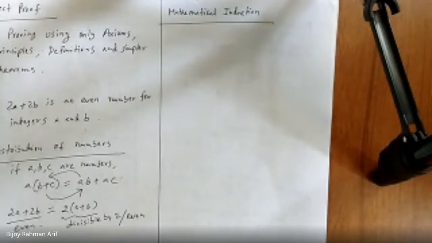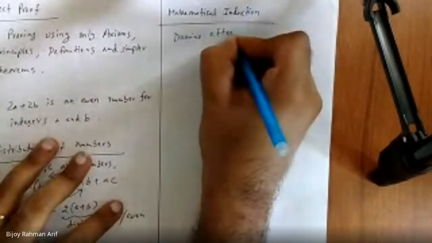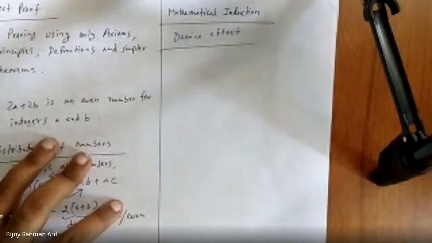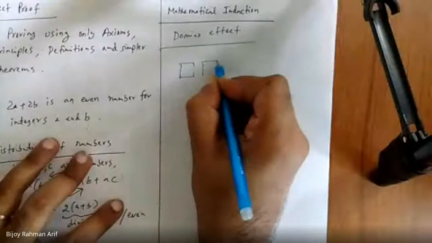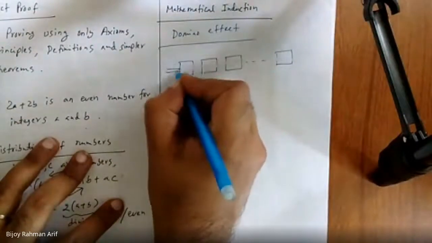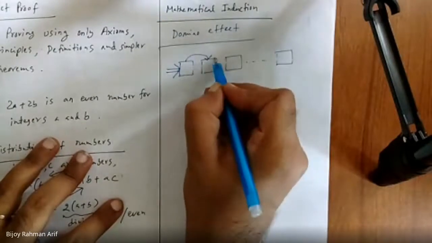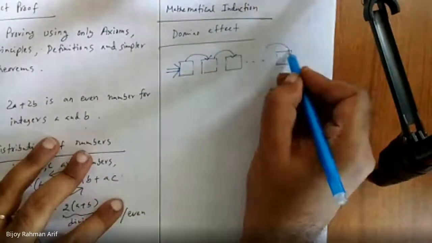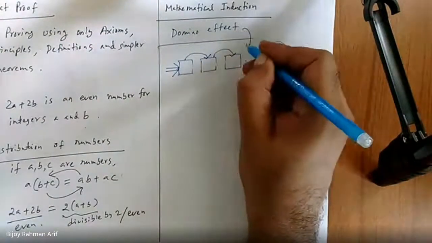Please tell me, what is mathematical induction? It is nothing but the domino effect. So what is the domino effect? Let's assume we have placed many blocks this way, and it continues up to infinity. If we hit this one, because of the domino effect, it will hit this one. Then this one falls, and this will hit this one. This way, ultimately, up to infinity, every block will fall. So this is called the domino effect. Am I right?